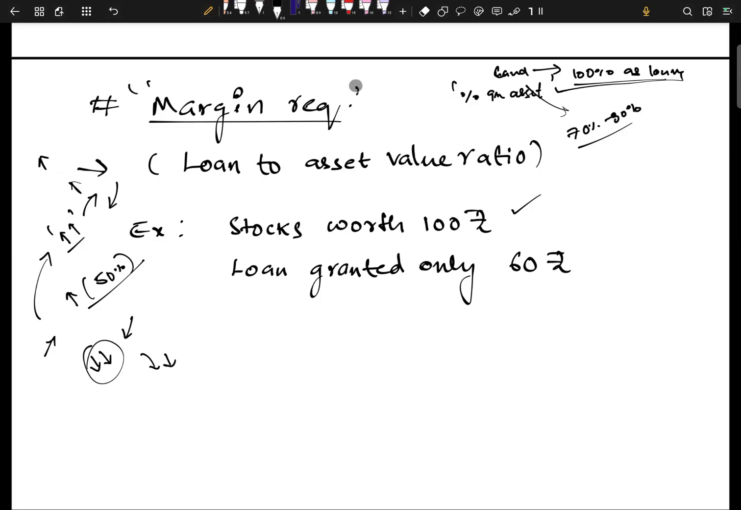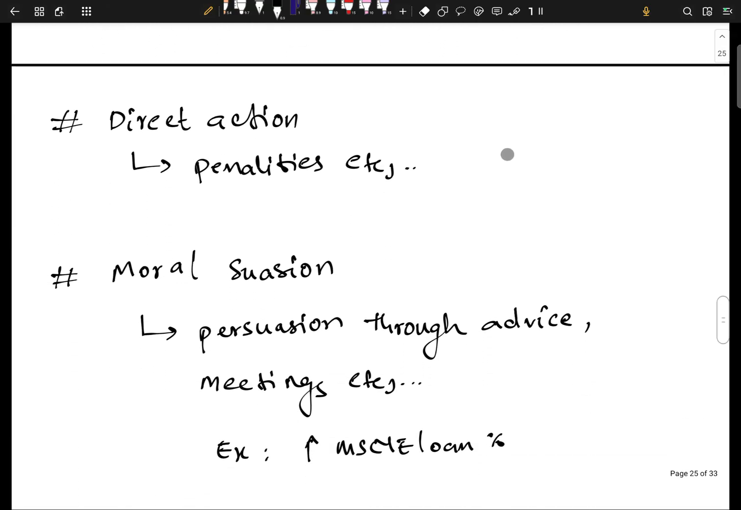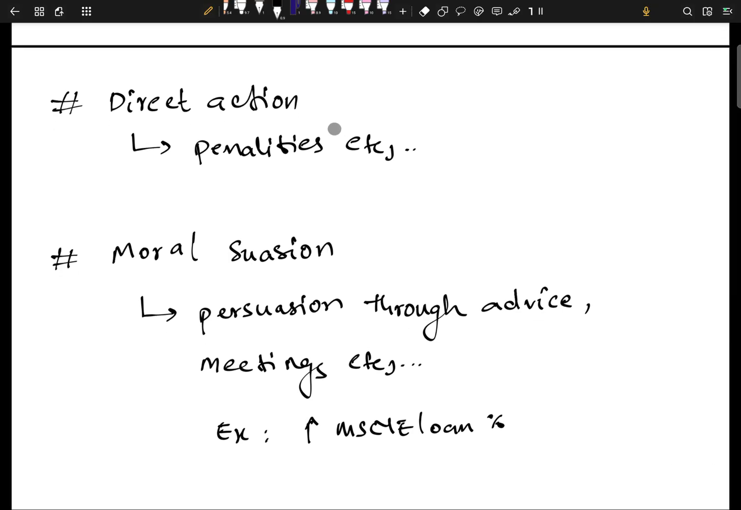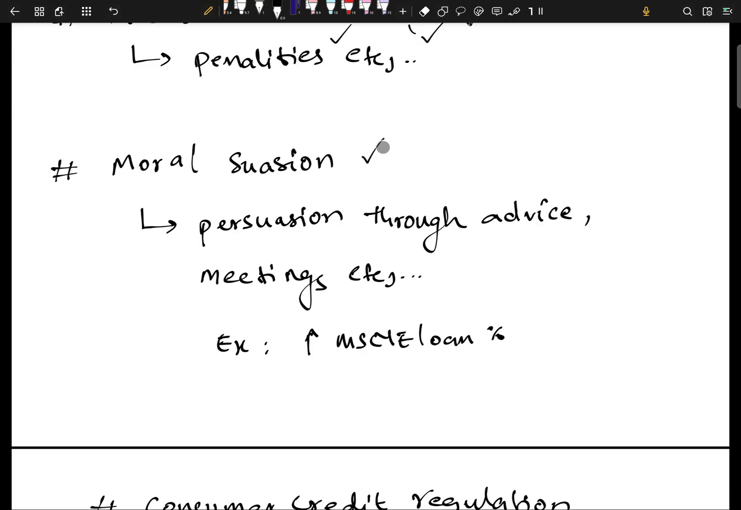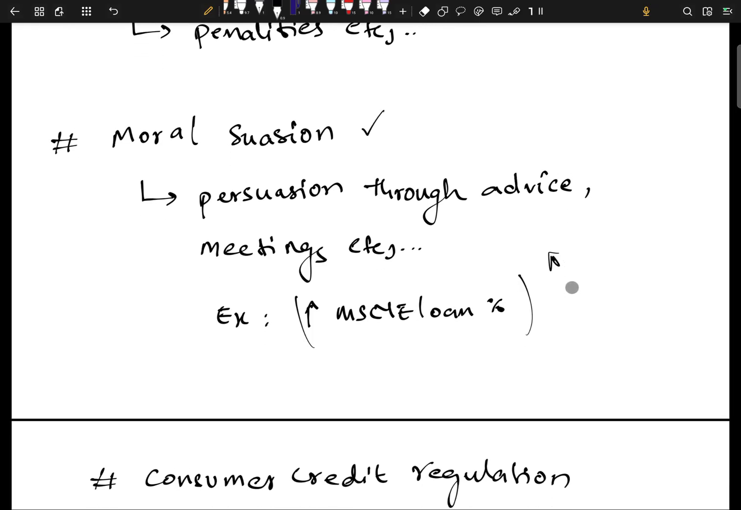So based on the asset, if RBI decides that a certain amount of the asset can only be given as loan, this also has an impact on the market prices, that is inflation, right? The next one is direct action, like penalties for not following the rules, or penalties for giving loans at lower interest rates to corporates, etc. Then morally persuading the banks through advisory meetings. For example, give more loans to MSMEs or more loans to agriculture, right?